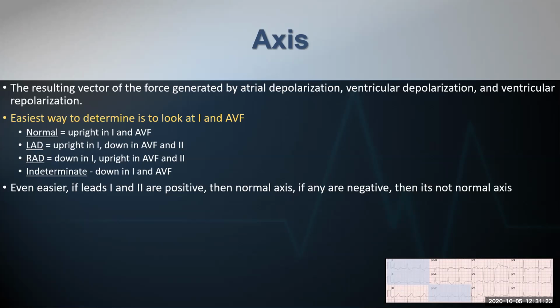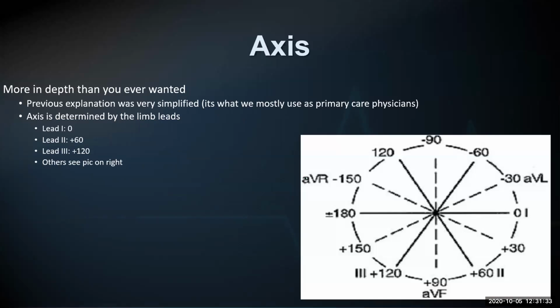Even easier, if leads 1 and 2 are positive, then it's pretty much a normal axis. So let's go through each one of these. And again, I highlighted it down here. You can see that these are the 2 leads for the most part that we're looking at. So let's go a little more in depth.